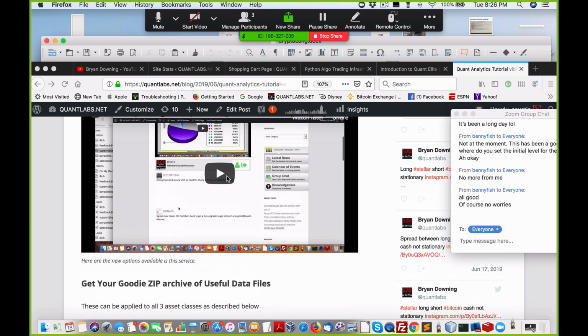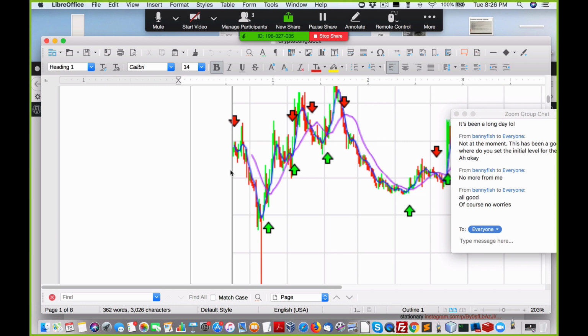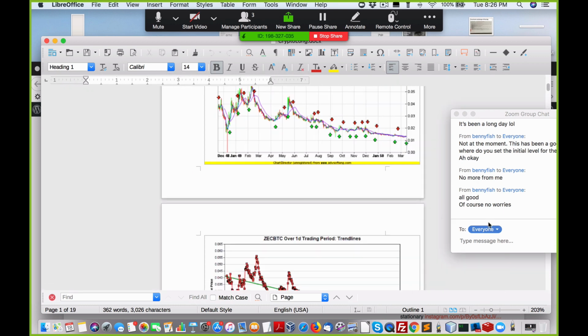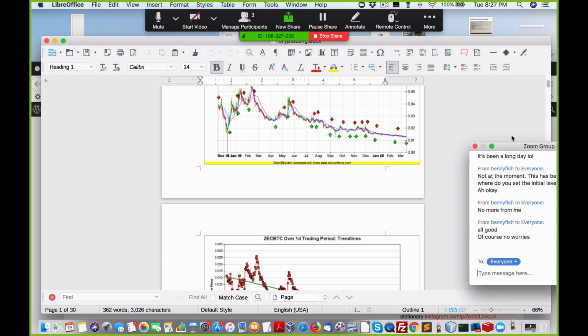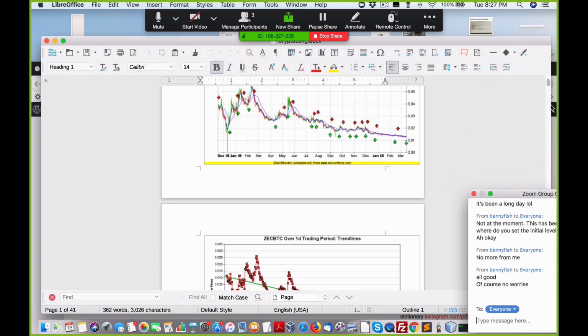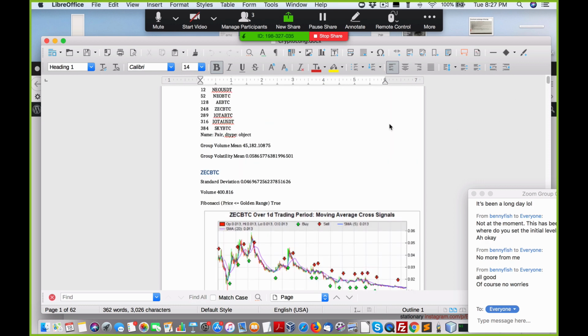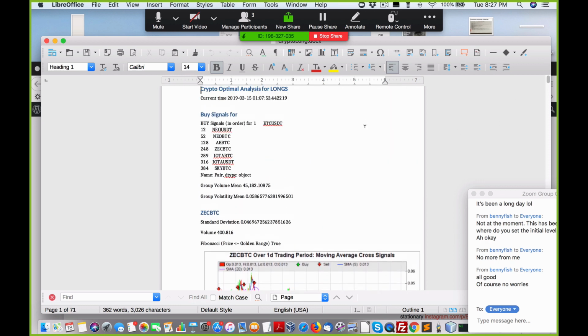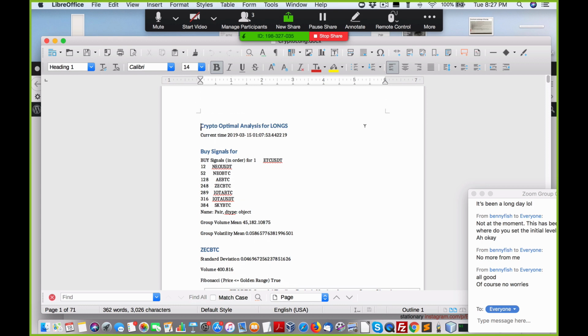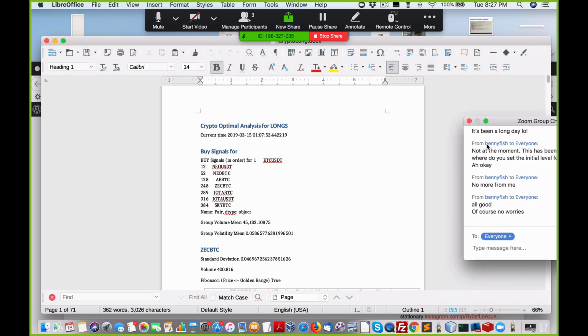There's one for the crypto, and there's a set for the Forex as well, and they're basically all the same. So let me try to get to the beginning here. Okay, this is how they work. So this is just long only. As I said, there's another set filtered on trend and another set filtered on volume.